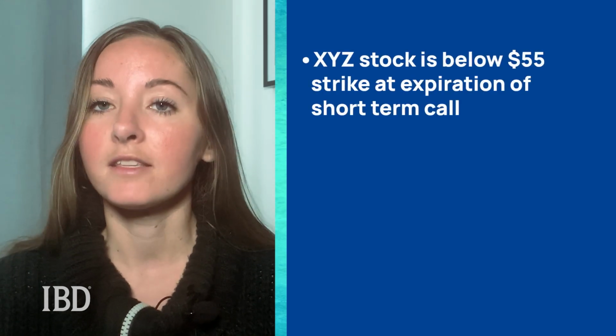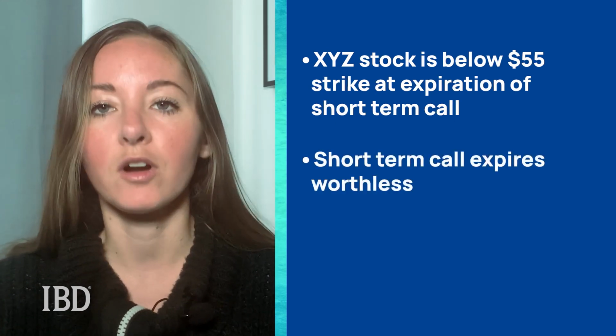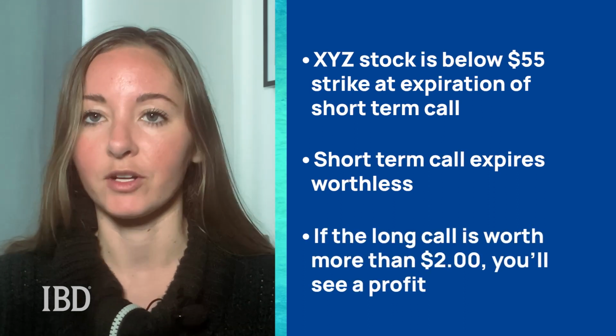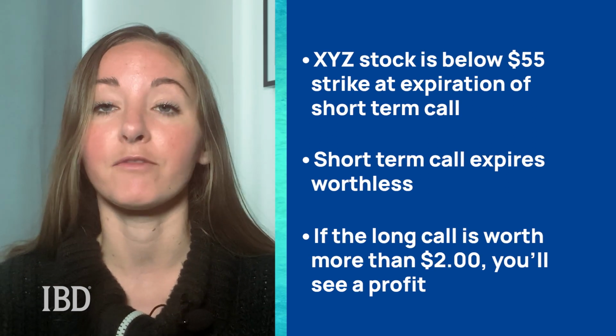However, the profit potential and break-even area can be estimated. So using the prior example, say at expiration of the short-term call option, the stock price is still below the option's strike price of 55. Then the short call will expire worthless. If the long option is worth more than $2 or $200, you'd see a profit on your overall position. That's because you paid $2 up front for the calendar spread. If the remaining long call is now worth $3 or $300, then you would have a net profit of $1 or $100.